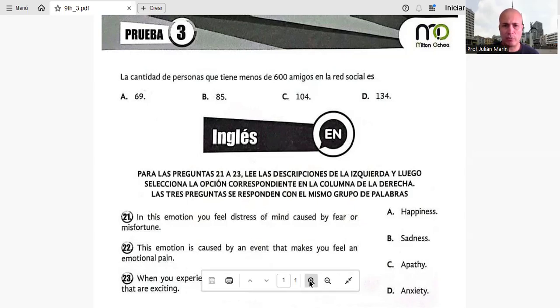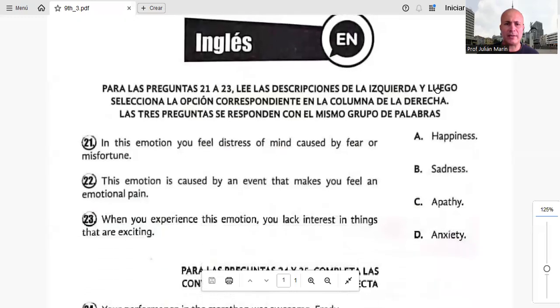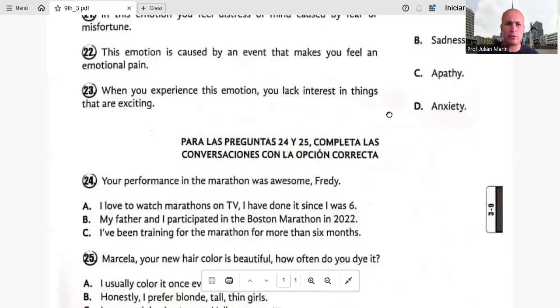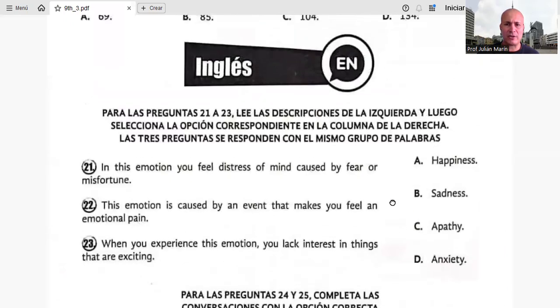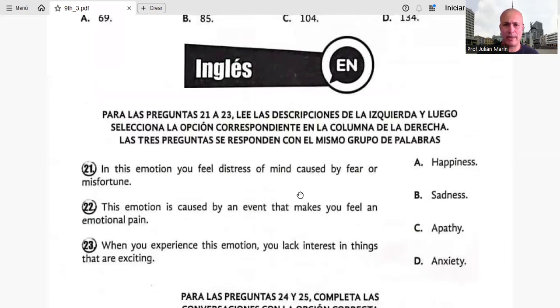I'm going to zoom in a little bit so we can focus on this section. Right here, you can see that we have two different exercises. The first exercise is a matching, okay? To the left, we have three definitions. These are not literally questions, right? These are definitions. And to the right, we have four concepts, right? So we have three on the left, four to the right.